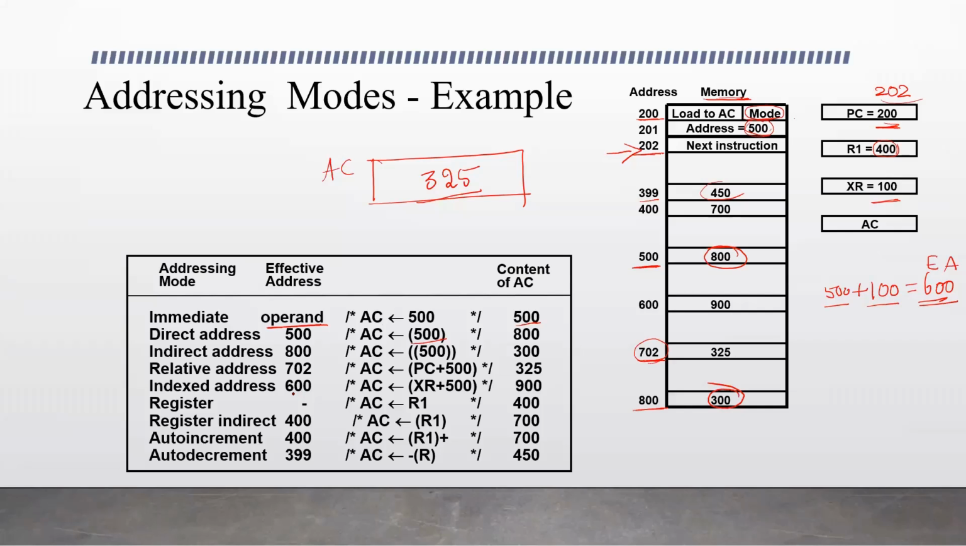So here in the table, the effective address is 600. It is found by adding XR plus 500. Now to locate the operand, we go to location 600, the effective address, and what is found there is 900. That is moved to the accumulator. The accumulator will have 900 after execution of this instruction.